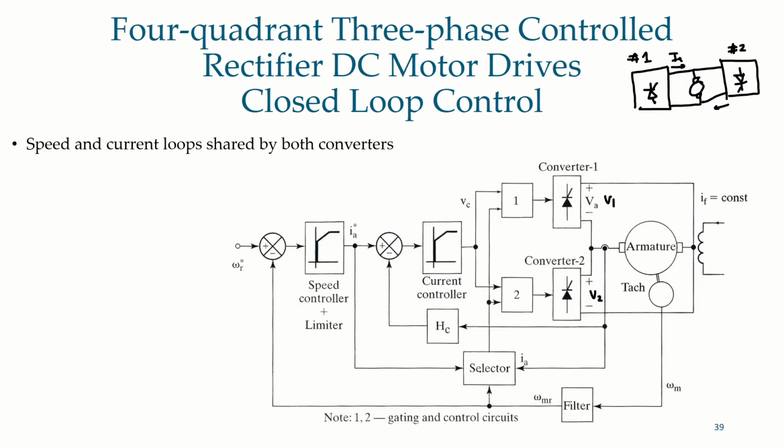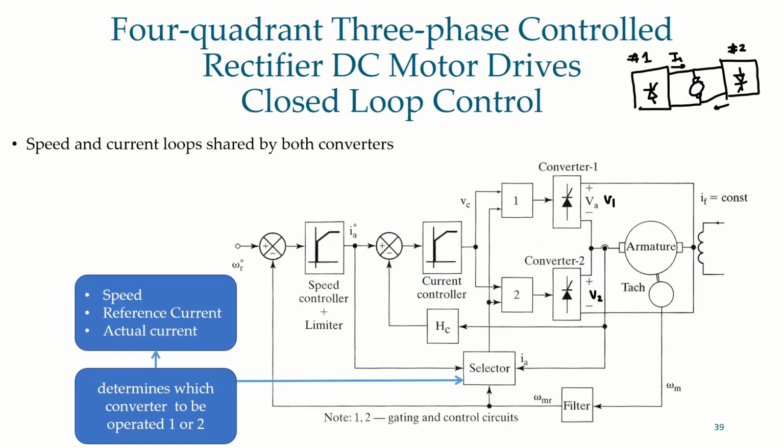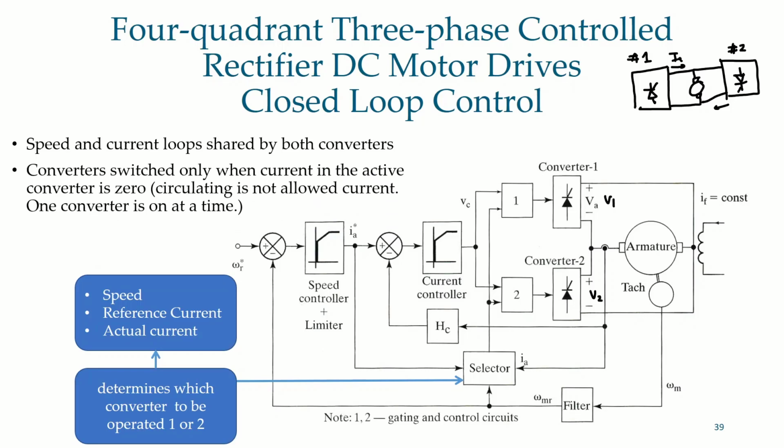Here we have a selector that will select which converter is enabled, converter 1 or converter 2, according to the speed, the reference current, and the actual current. We need the actual current in order to switch between the converters at zero current, so that circulating current inside the converters is not allowed. So converters switch only when the current in the active converter is zero. Circulating current is not allowed, and only one converter is on at a time.